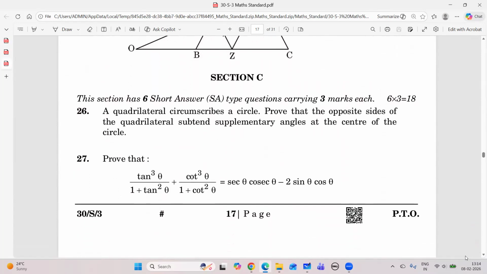That is this. Section C, question number 26. A quadrilateral circumscribes a circle. Prove that the opposite sides of the quadrilateral subtend supplementary angles at the center of the circle. A quadrilateral circumscribes a circle means inside a given quadrilateral, you have got a circle which touches all the four sides of the quadrilateral. Let us look at the picture.